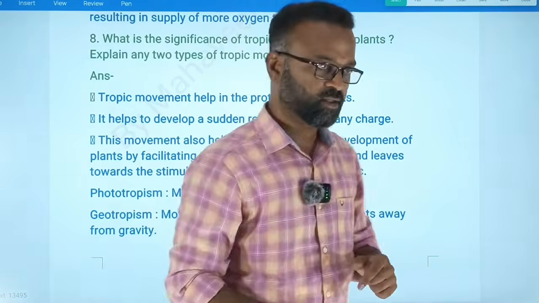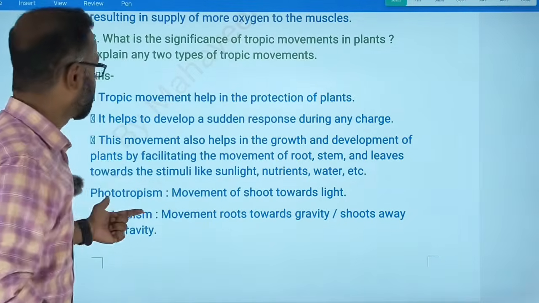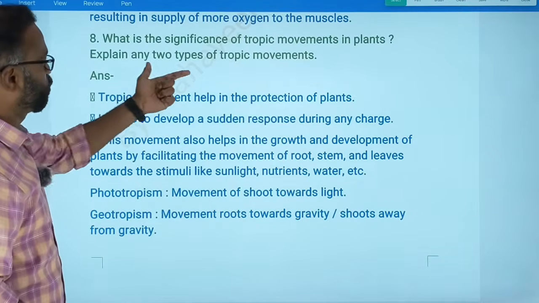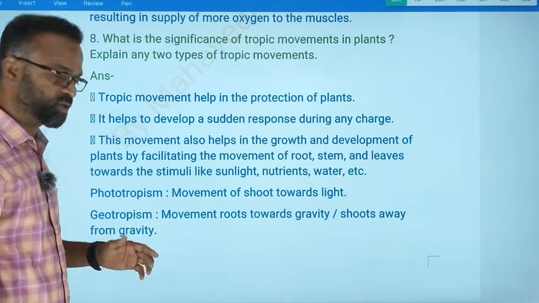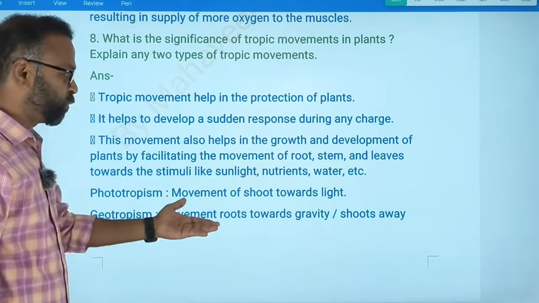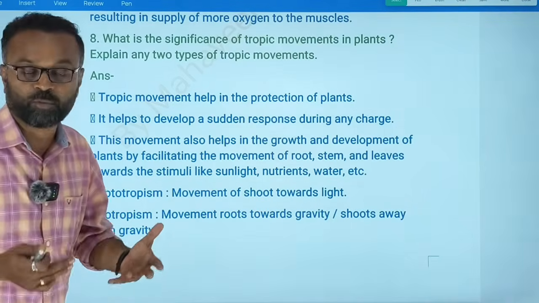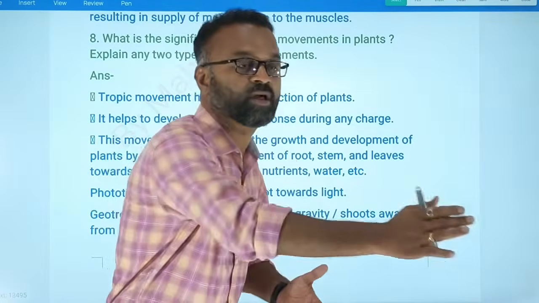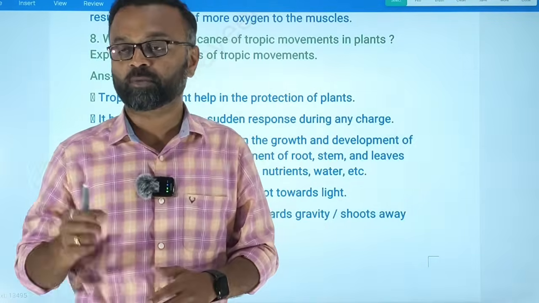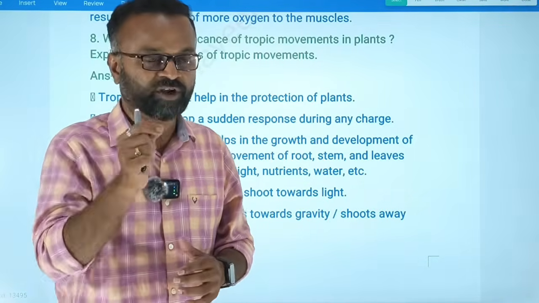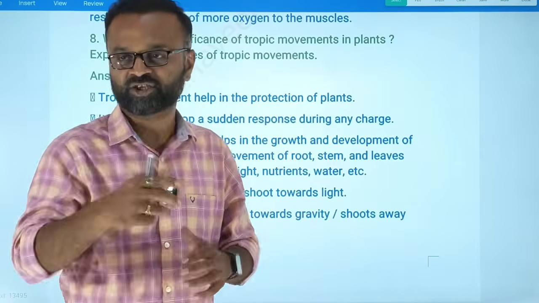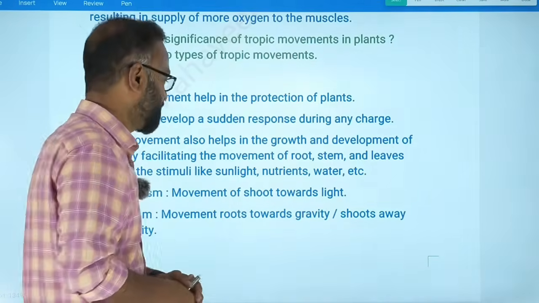Yes. Now next, they are asking to explain two types of tropic movements. Phototropism, movement of the shoot towards the light, is called phototropism. Geotropism, movement of the root towards gravity. Hydrotropism, movement of the root towards the water. Chemotropism, growth of the pollen tube towards the ovule. Thigmotropism, growth of the tendril of the plant in response to touch. So many are there. Okay, you can give any example.